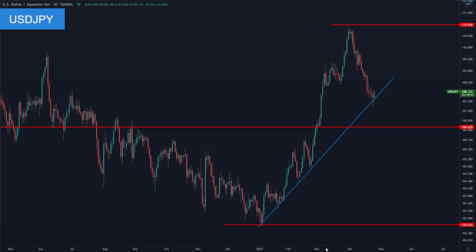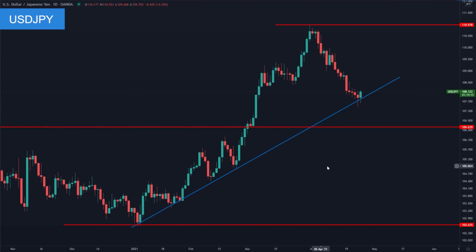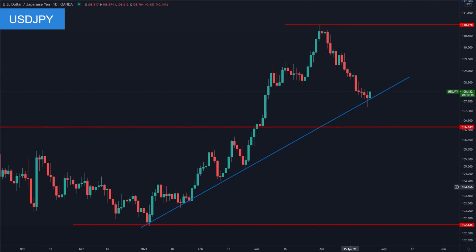But as you can see so far, the dollar yen is holding above this level on a daily closing basis. So if we do see the pair break out of this and move higher, we could very well see a retest of this 111 resistance area.